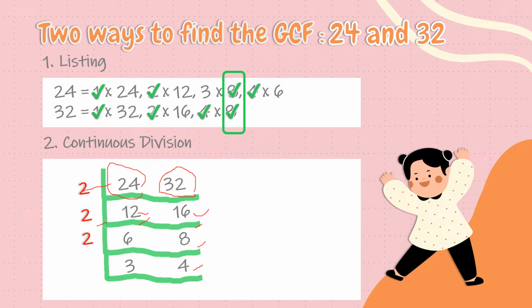Can 3 and 4 be divided by the same number? We can use 1, but the result will also be 3 and 4. So we are going to stop here. Now, we are going to use the numbers on the left side, 2, 2, and 2. That is 2 times 2 times 2 is 8. So 8 is the GCF.